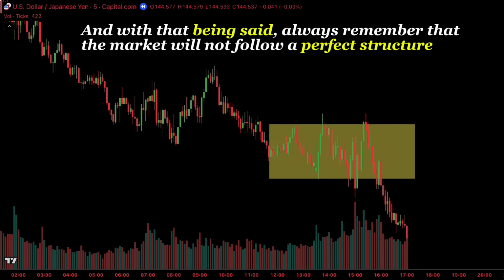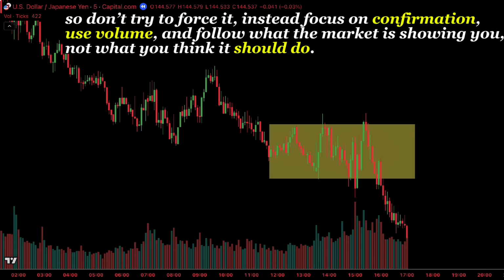And with that being said, always remember that the market will not follow a perfect structure, so don't try to force it. Instead, focus on confirmation, use volume, and follow what the market is showing you, not what you think it should do.